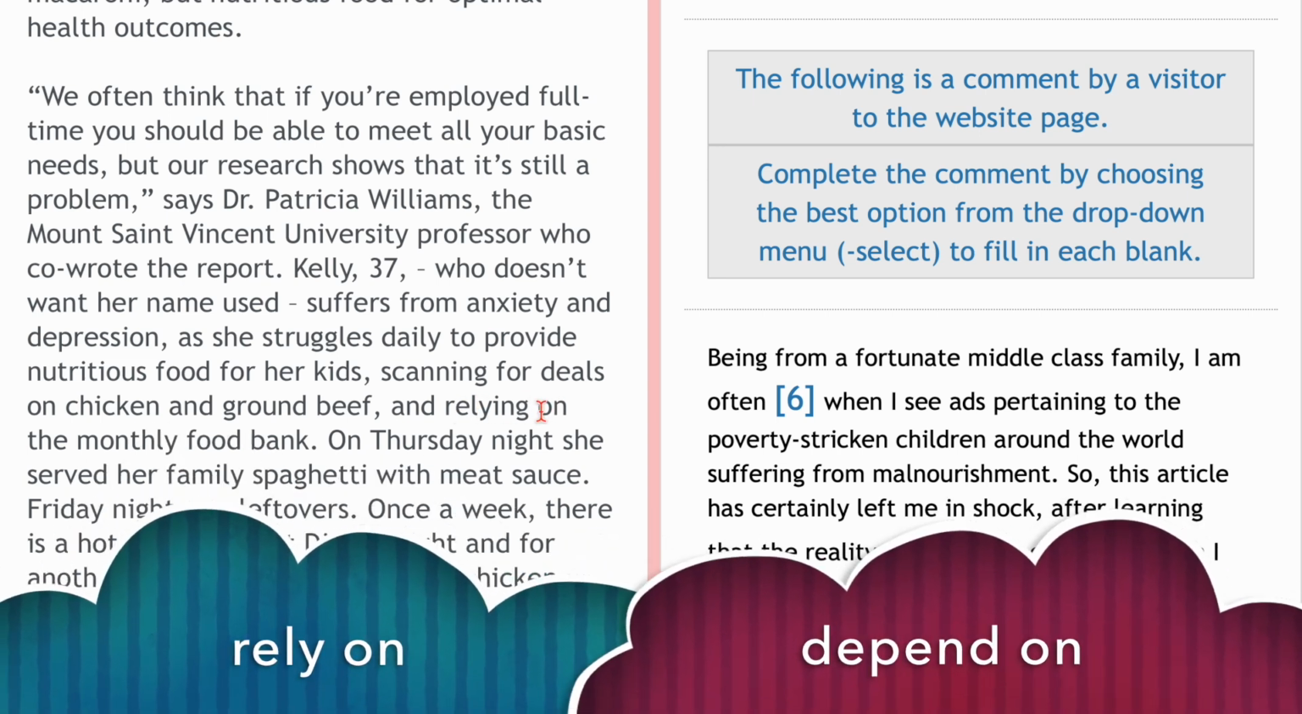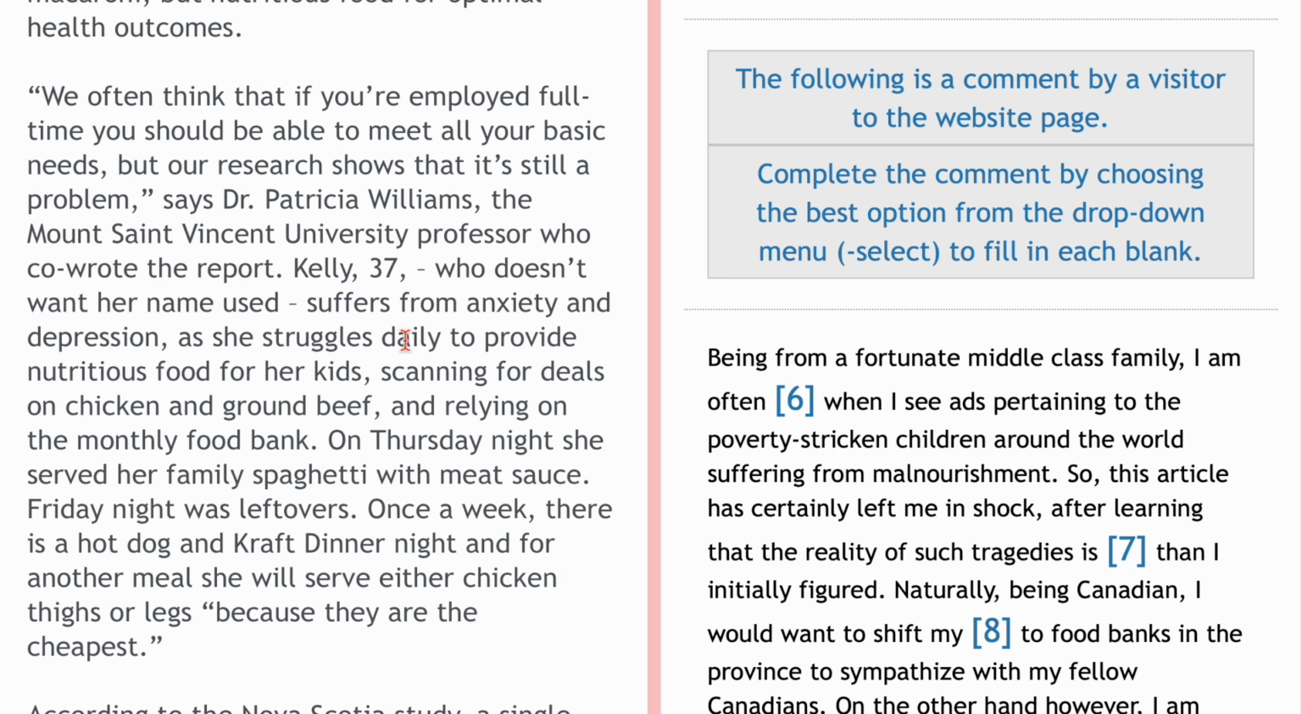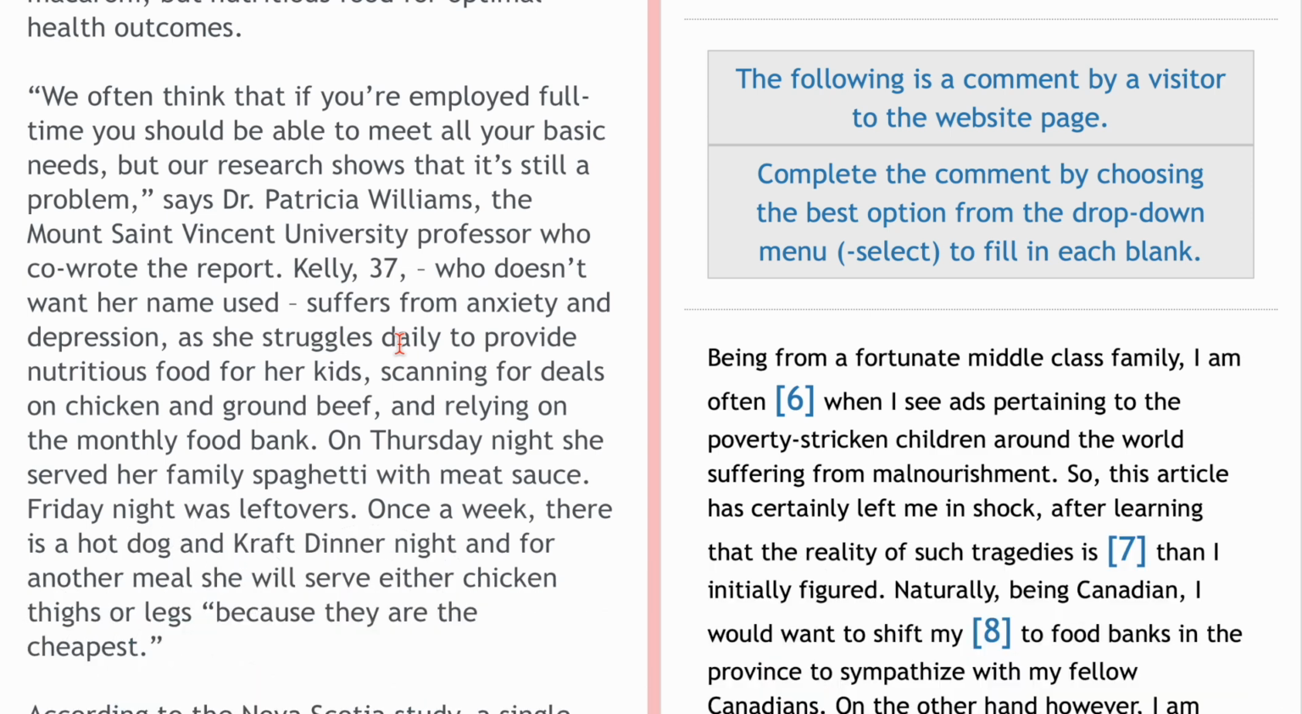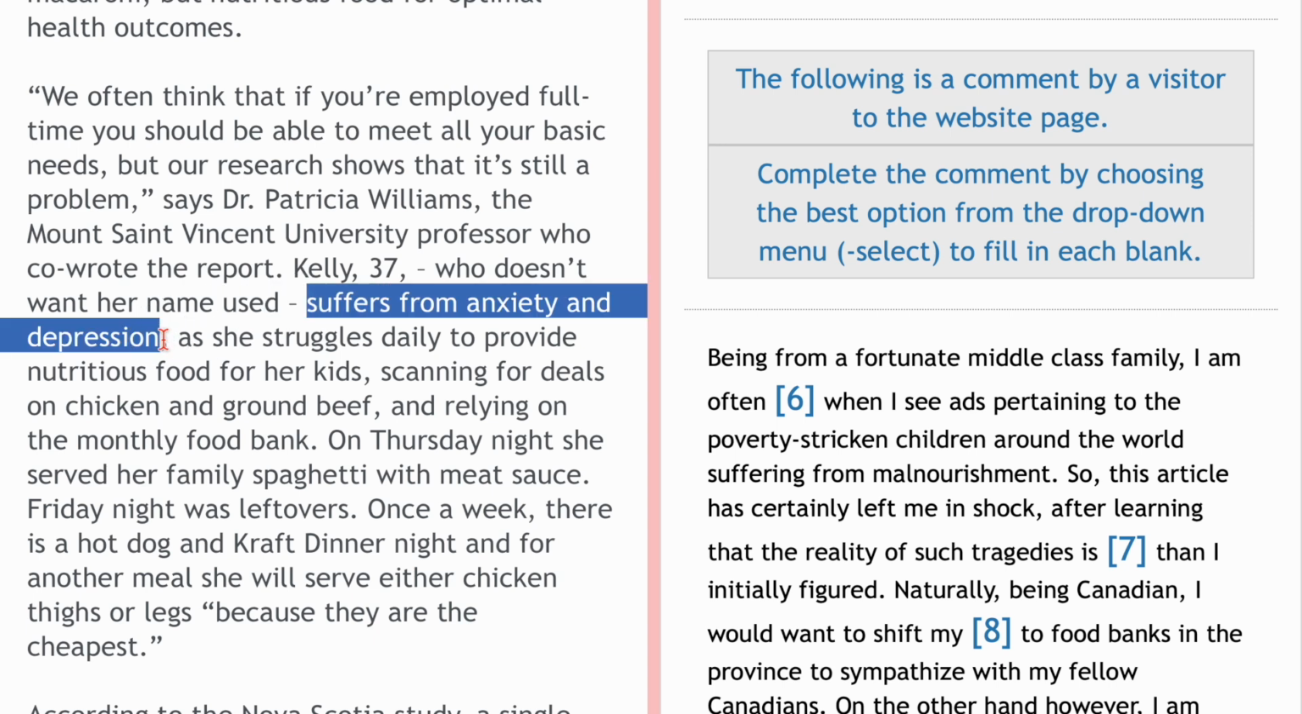Depending on, struggles, it's difficult for her. So it says here that this example of Kelly is an example of the type of person that has this food insecurity. Okay, one of the reasons, like we see here, people who have mental health issues, they suffer from this issue. Okay.